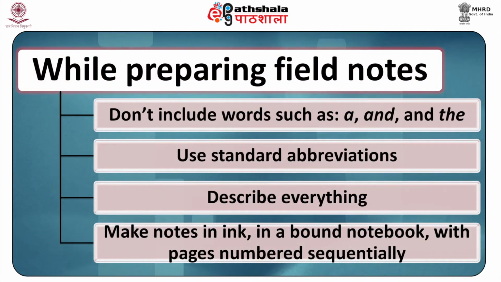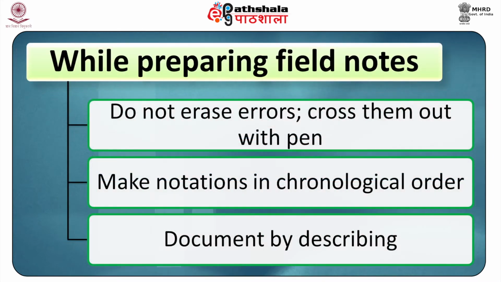While preparing field notes, don't include words such as a, and, the. Use standard abbreviations such as MPH, DWI and AVE. Describe everything like location, weather, type of crime, all physical evidences, etc. Make notes in ink in a bound notebook with pages numbered sequentially. Do not erase errors, cross them out with a pen. Make notations in chronological order.